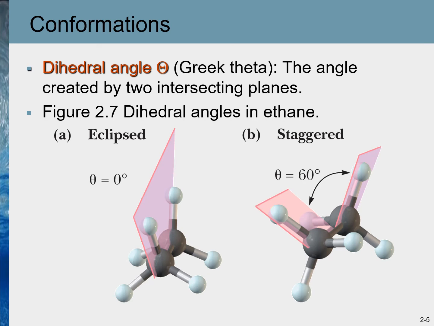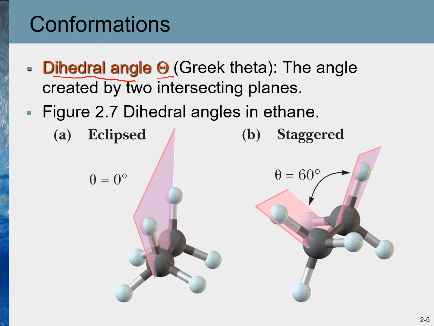In the discussion of conformations of alkanes, it's important to define and understand the dihedral angle. The dihedral angle is denoted by the Greek letter theta, as represented here, and it is defined as the angle created by two intersecting planes.